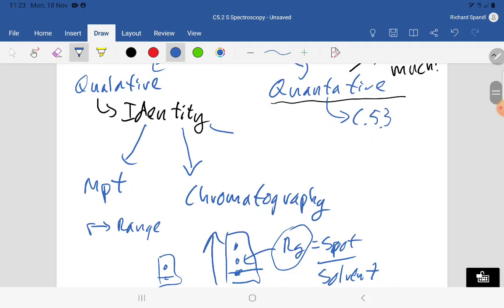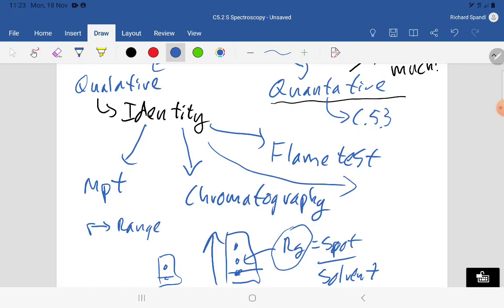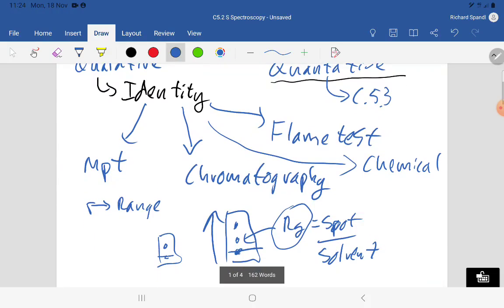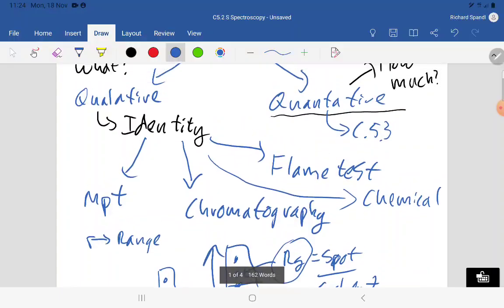Now, in the last lesson, previous lessons, we also looked at flame tests, which can be used to identify metal ions. And we're going to talk about more in this lesson linked to spectroscopy. And we also talked about other methods of chemical analysis, like precipitation reactions, to determine the identities of different chemicals. So that's what we've discussed so far.